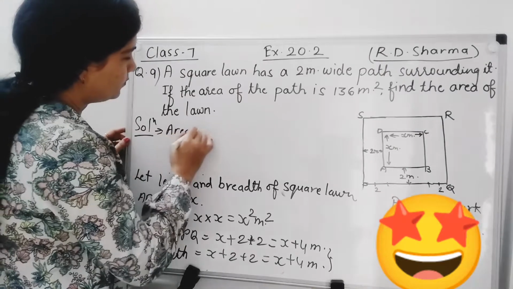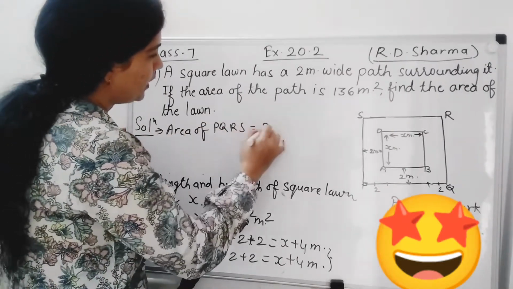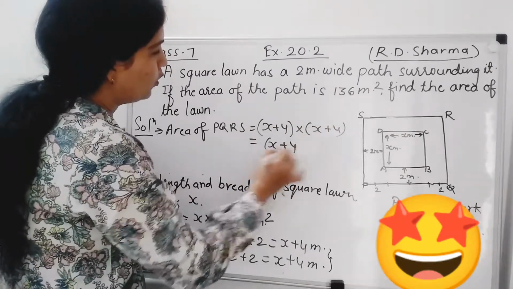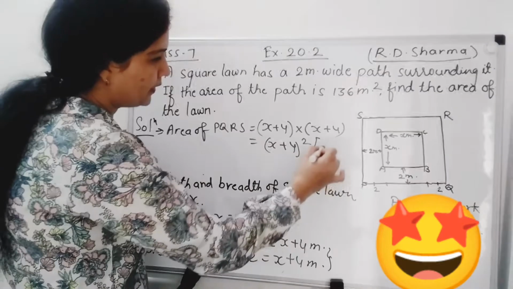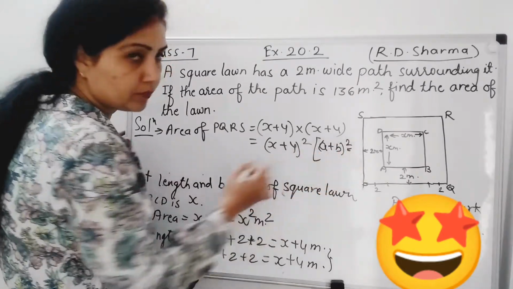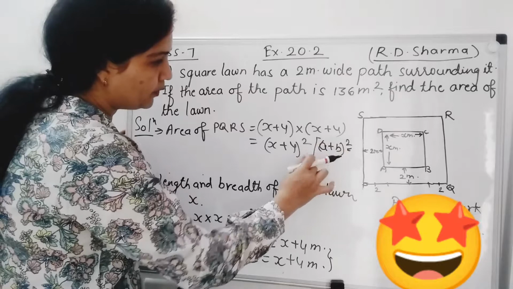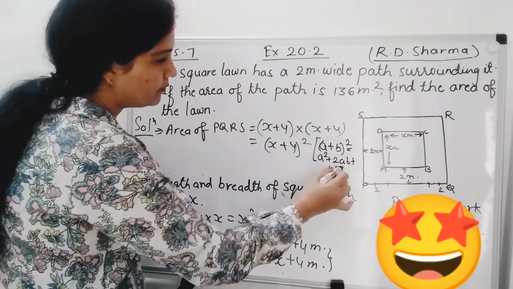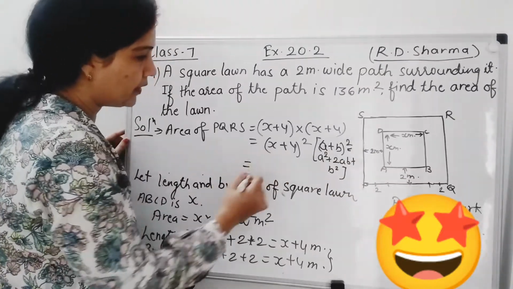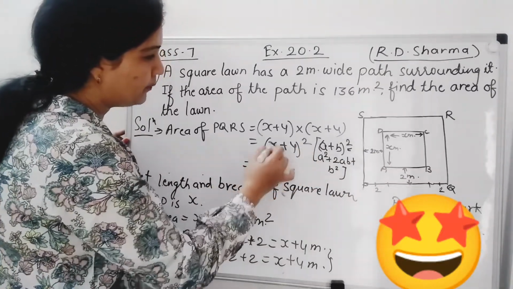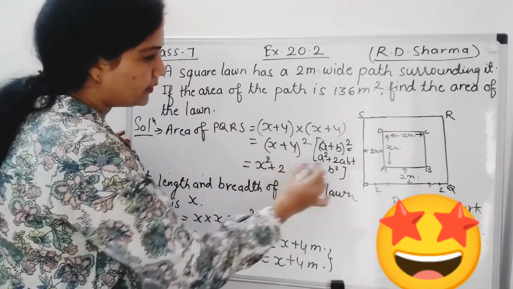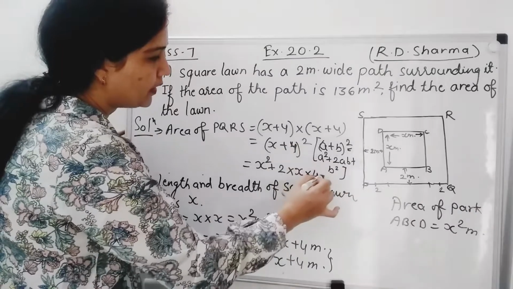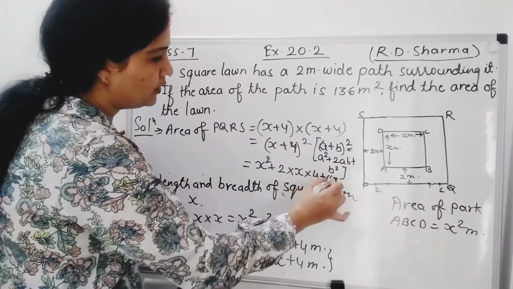Area of PQRS will be x plus 4 multiplied by x plus 4, or we can say x plus 4 whole square. Now you can assume it as the a plus b whole square identity, and we have to expand it. So a plus b whole square is equal to a square plus 2ab plus b square. This is the identity, so we are going to use it. x square, at the place of a we have x. Then 2ab, again at the place of a it's x, at the place of b it will be 4. And then plus b square means 4 square.